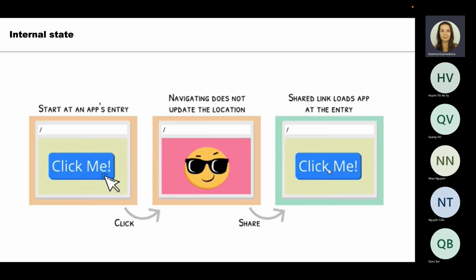When you navigate within an internal state application, there is no external representation. If you want to share some content, the other person loading the application will start at the root.